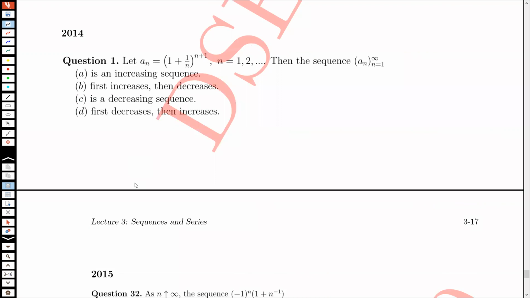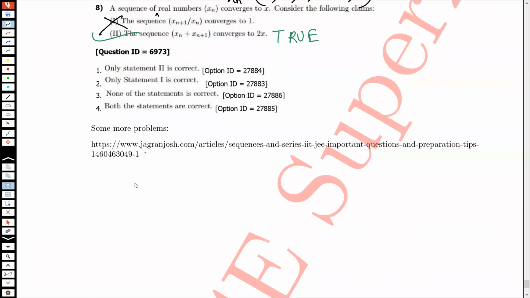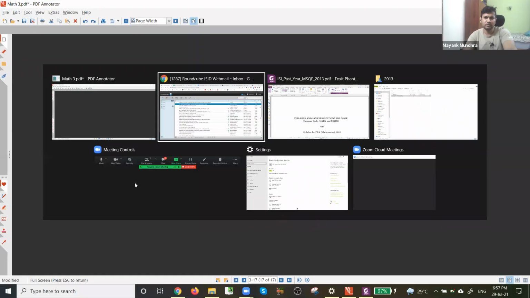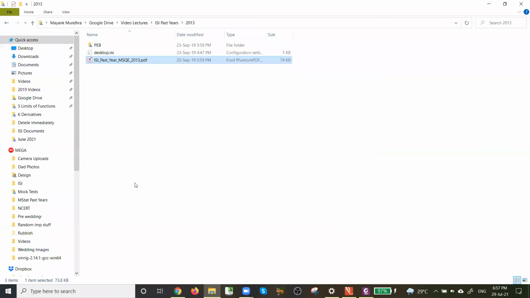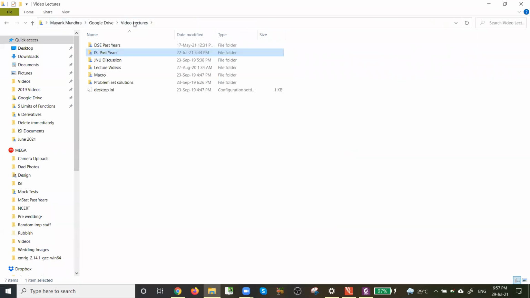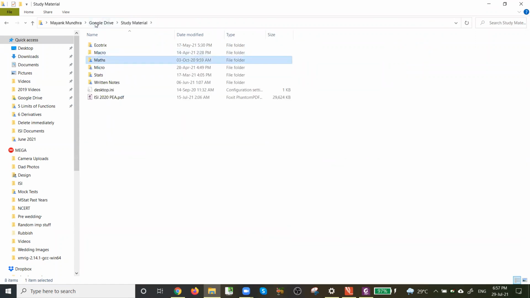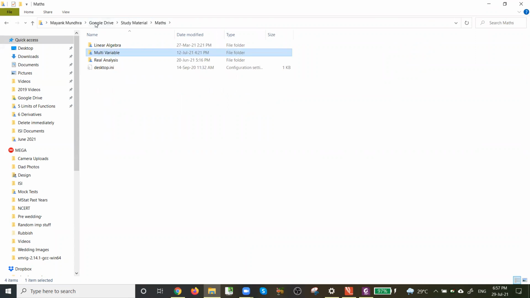Also, sir, if you could please explain 1 or 2 problems from the sequences problem set, the convergence problems. Sir, I was only able to do part B from it.